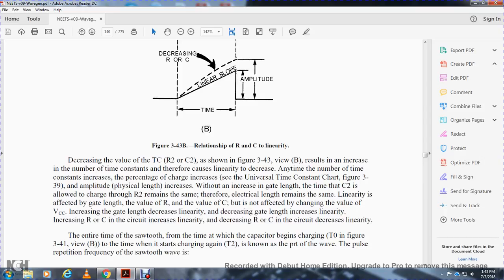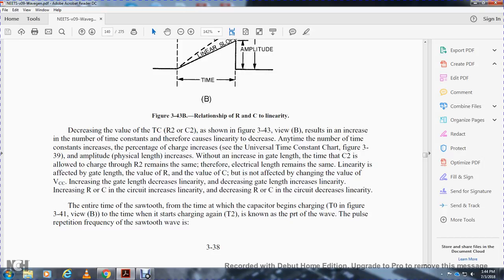Linearity is affected by the gate length, the value of the resistor, and the value of the capacitor, but not by a change of the value of the applied voltage. Increasing the gate length decreases the linearity, and decreasing the gate length increases the linearity. Increasing the resistor or capacitor in the circuit increases the linearity, and decreasing the resistor or capacitor decreases the linearity.